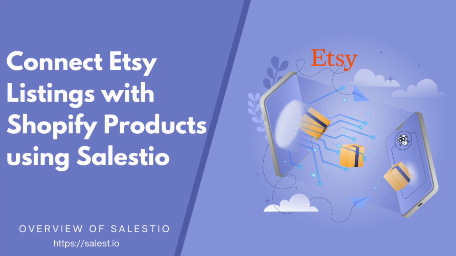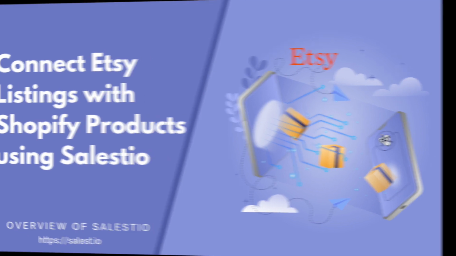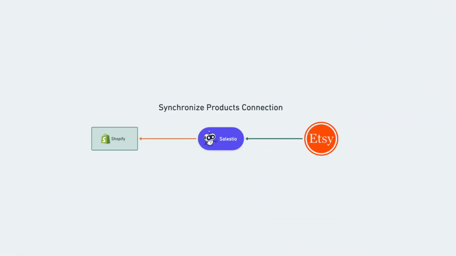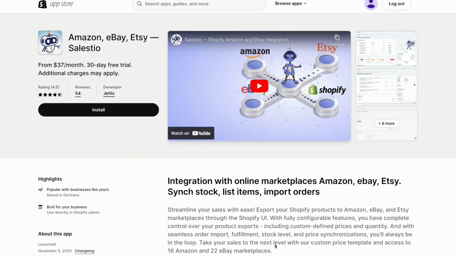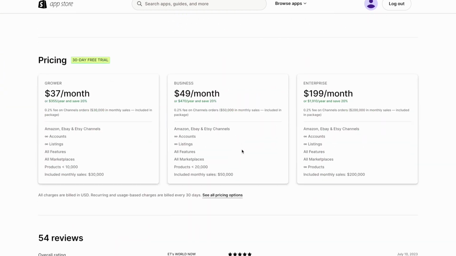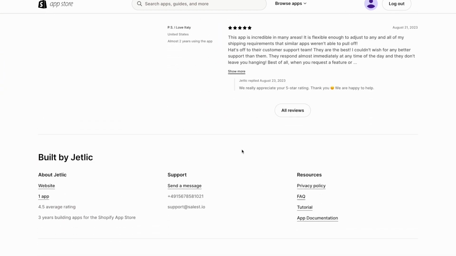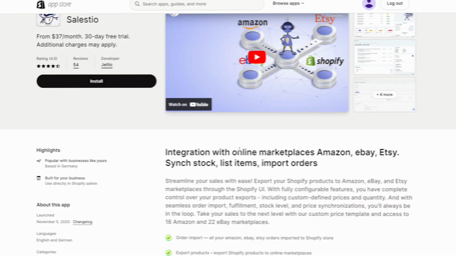Hello, everyone. Today, we're diving deep into how you can seamlessly link your existing Etsy listings to Shopify products. Moreover, we'll explore how to synchronize stock and price updates from Shopify to the Etsy marketplace. To achieve this, we'll utilize the Celestio application, which empowers merchants to manage multi-channel sales directly from their Shopify dashboard.